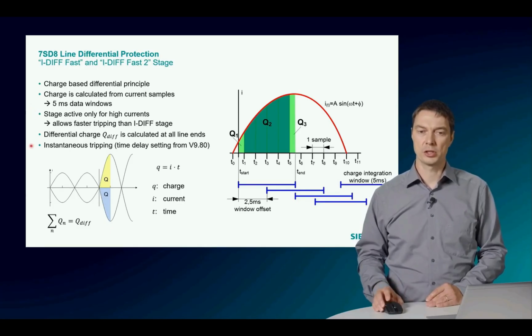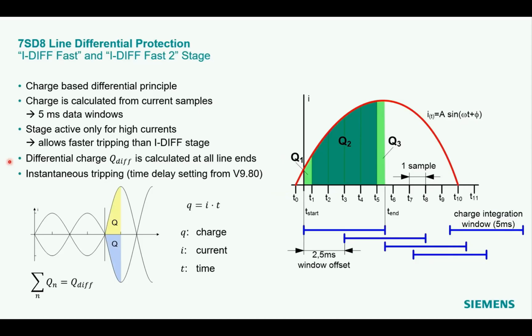The differential charge is calculated at all the line ends and compared in a similar way as the differential current. Here you see a cut of the waveform and the different 5 millisecond windows. Each of these windows has a 2.5 millisecond offset. The instantaneous tripping of the stage is sufficient. For special applications, we introduced in version 980 also a time delay setting with very short times.